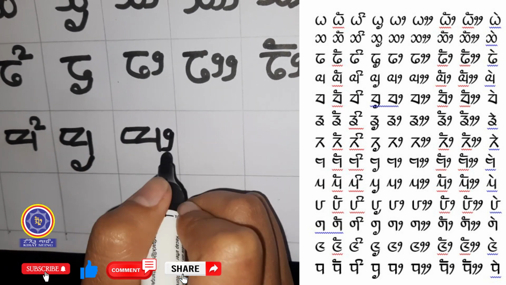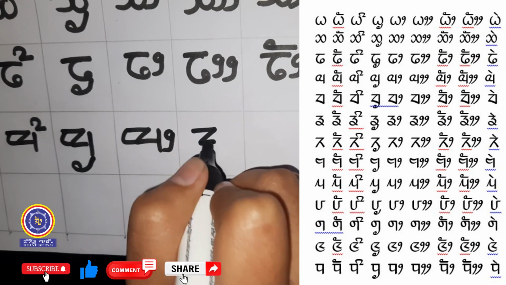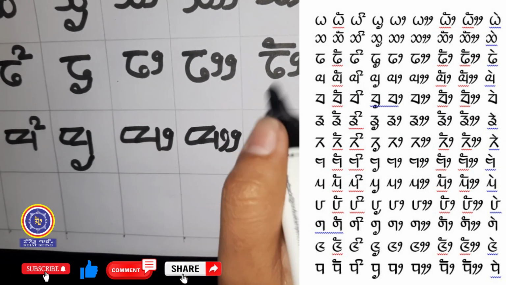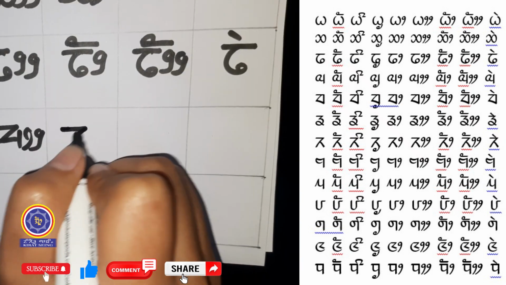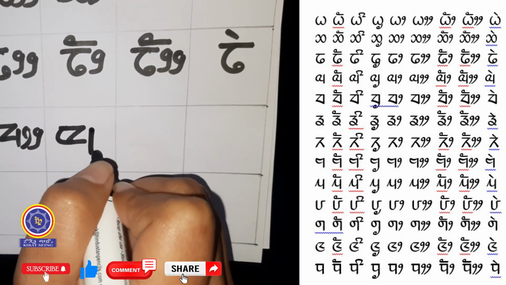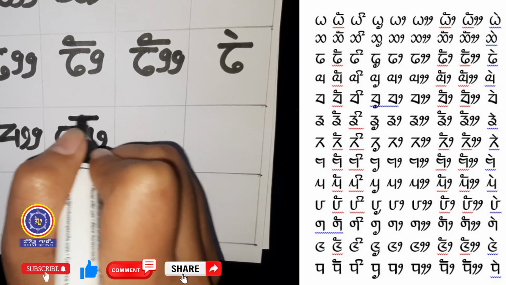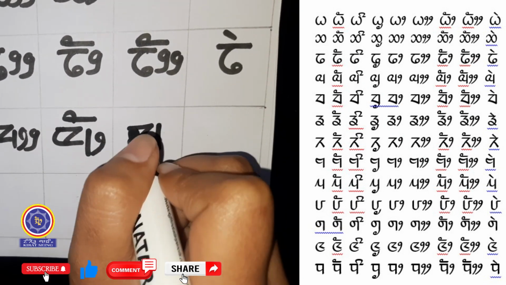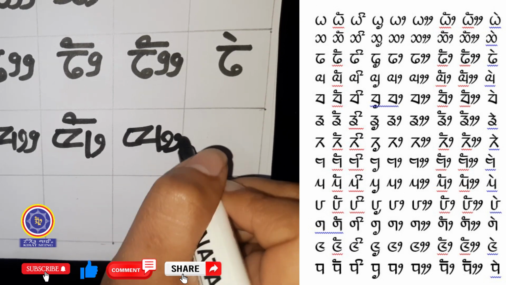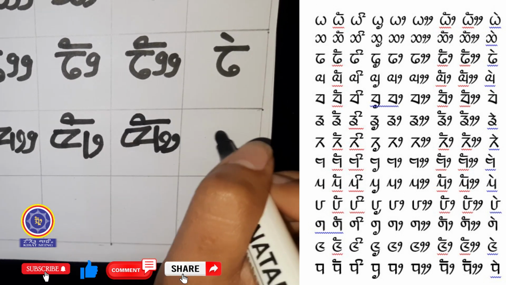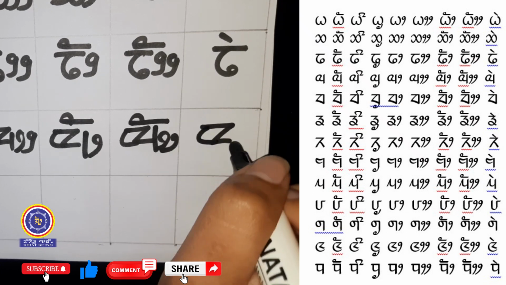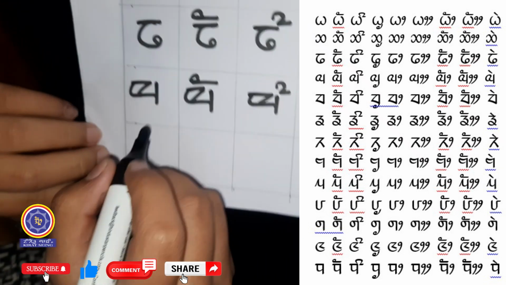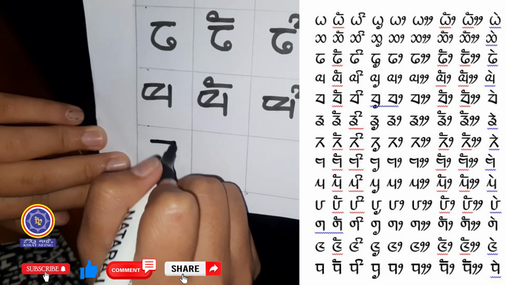And then ba and add etu, ba etu be. And again ba, and add ainu, ba ainu bai. And then again write ba and add tumbo, ba tumbo bo. Last is ba pecha be, and the next letter is ma.